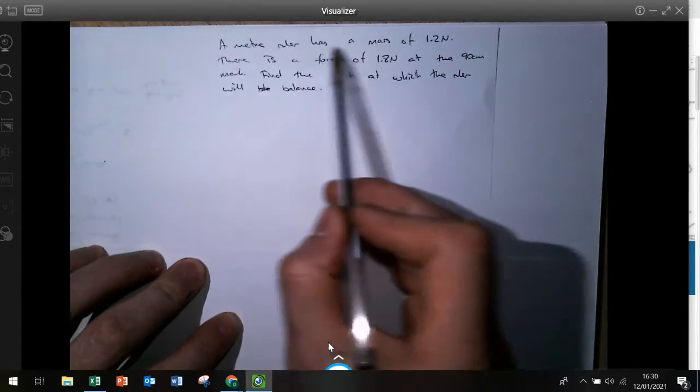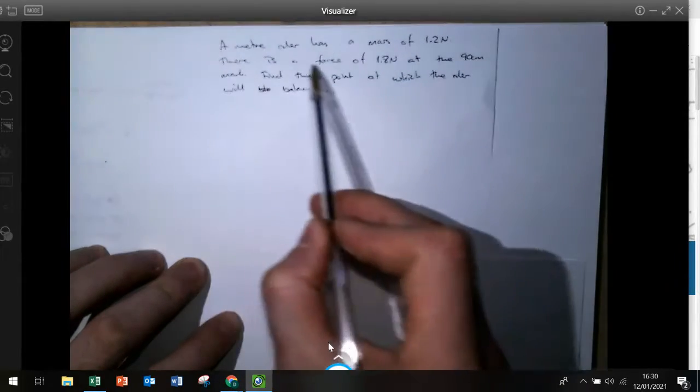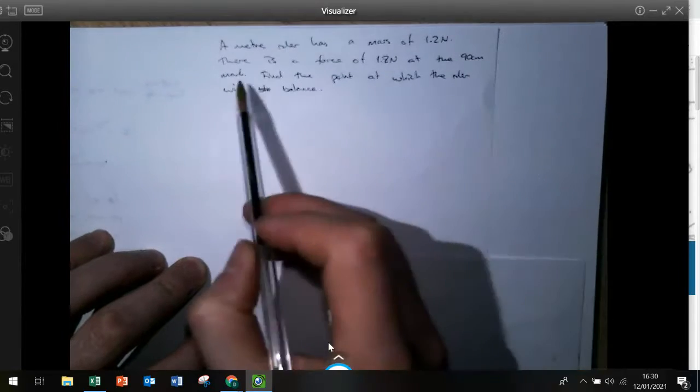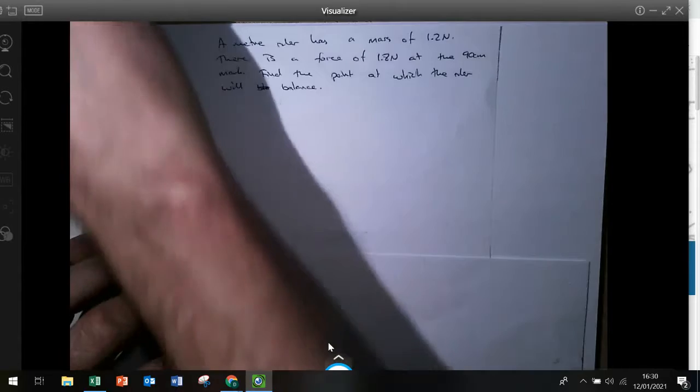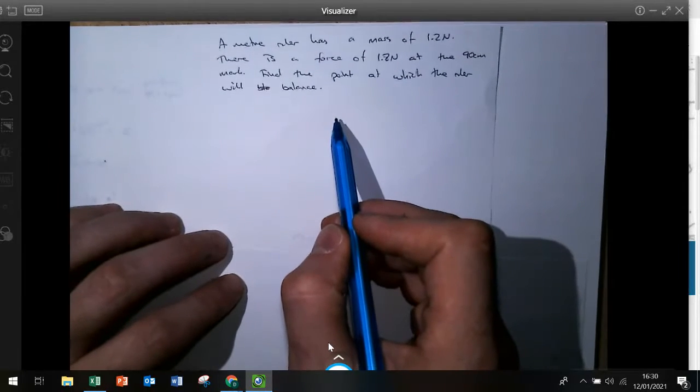A meter ruler has a mass of 1.2 newtons. There is a force of 1.8 newtons at the 90 centimeter mark. Find the point at which the ruler will balance. Pause the video now and have a go at this question.